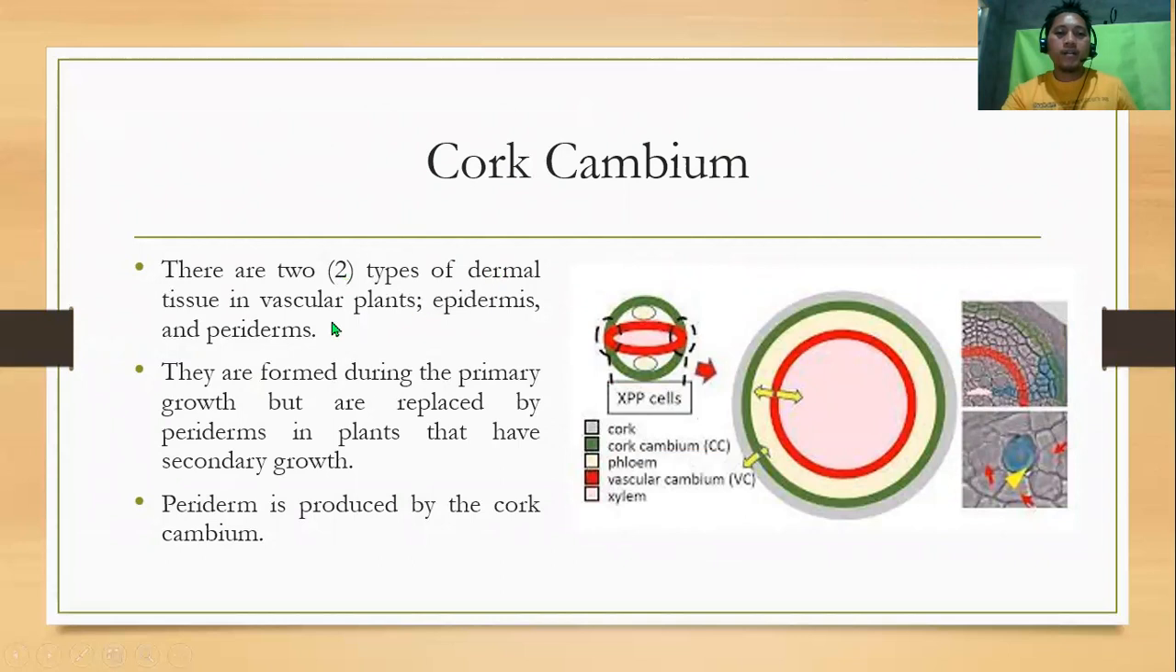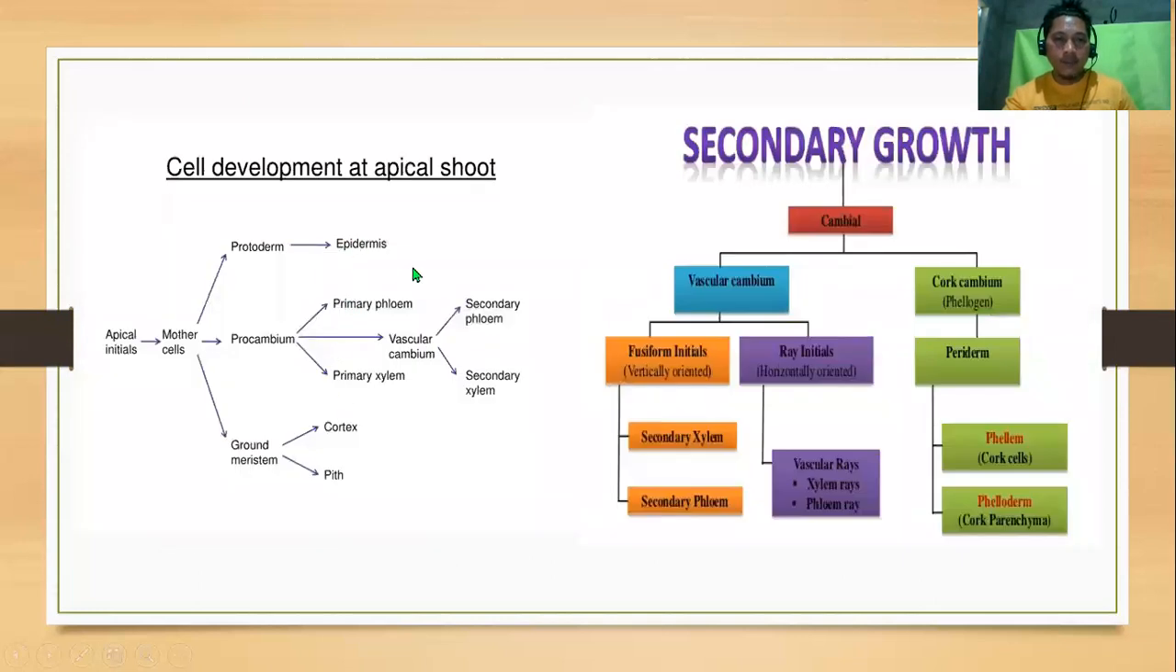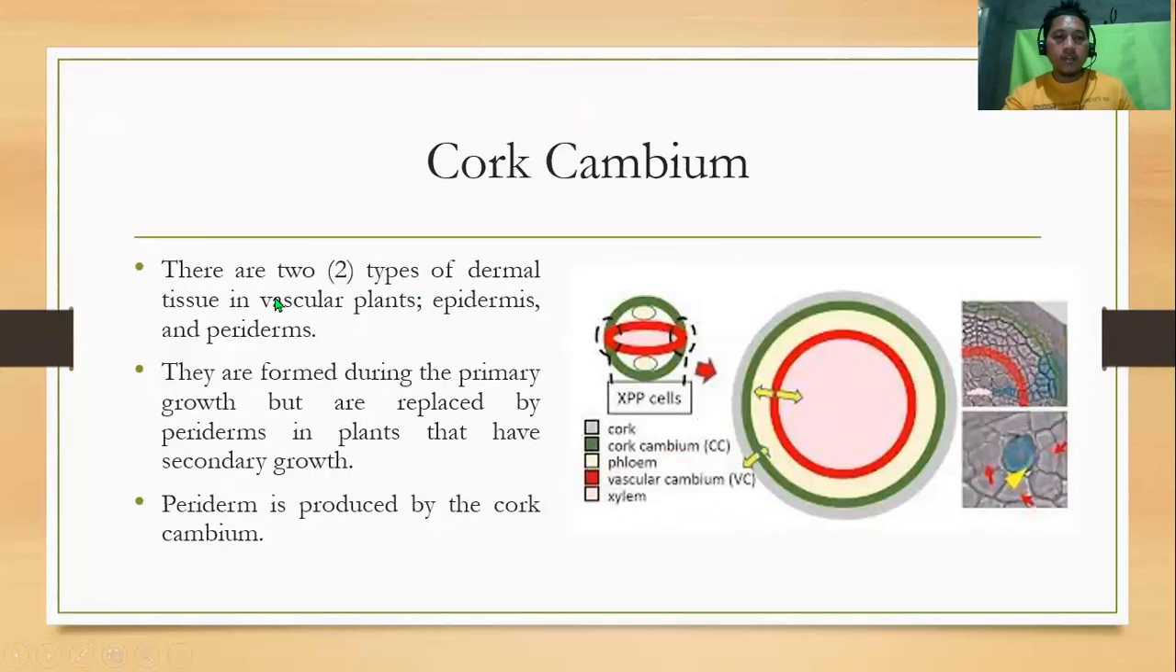There are two types of dermal tissue in vascular plants. Pasapot na vascular plants na siya support and okay, the epidermis and the periderms. So this epidermis, they are formed during the primary growth. So makita nimo diri ana nay epidermis, but these are replaced during primary growth but are replaced by the periderms in plants that have secondary growth. So for the plants na nay secondary growth, iyang pulihan ang epidermis with periderms.